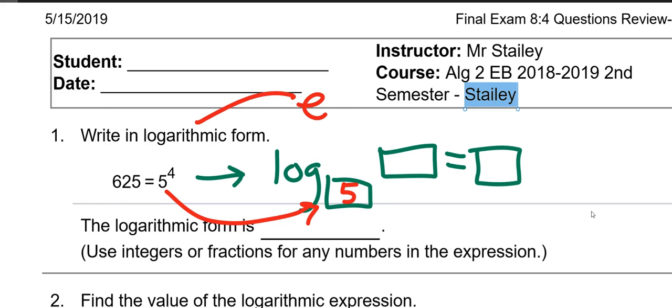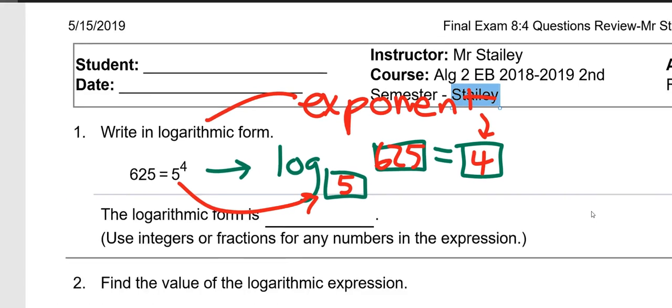Exponent. Thank you. I'll be done with this, too. That's nice. The exponent is 4. Okay, that leaves you with one thing left: 625 as the argument. Okay, there is your logarithm form answer.